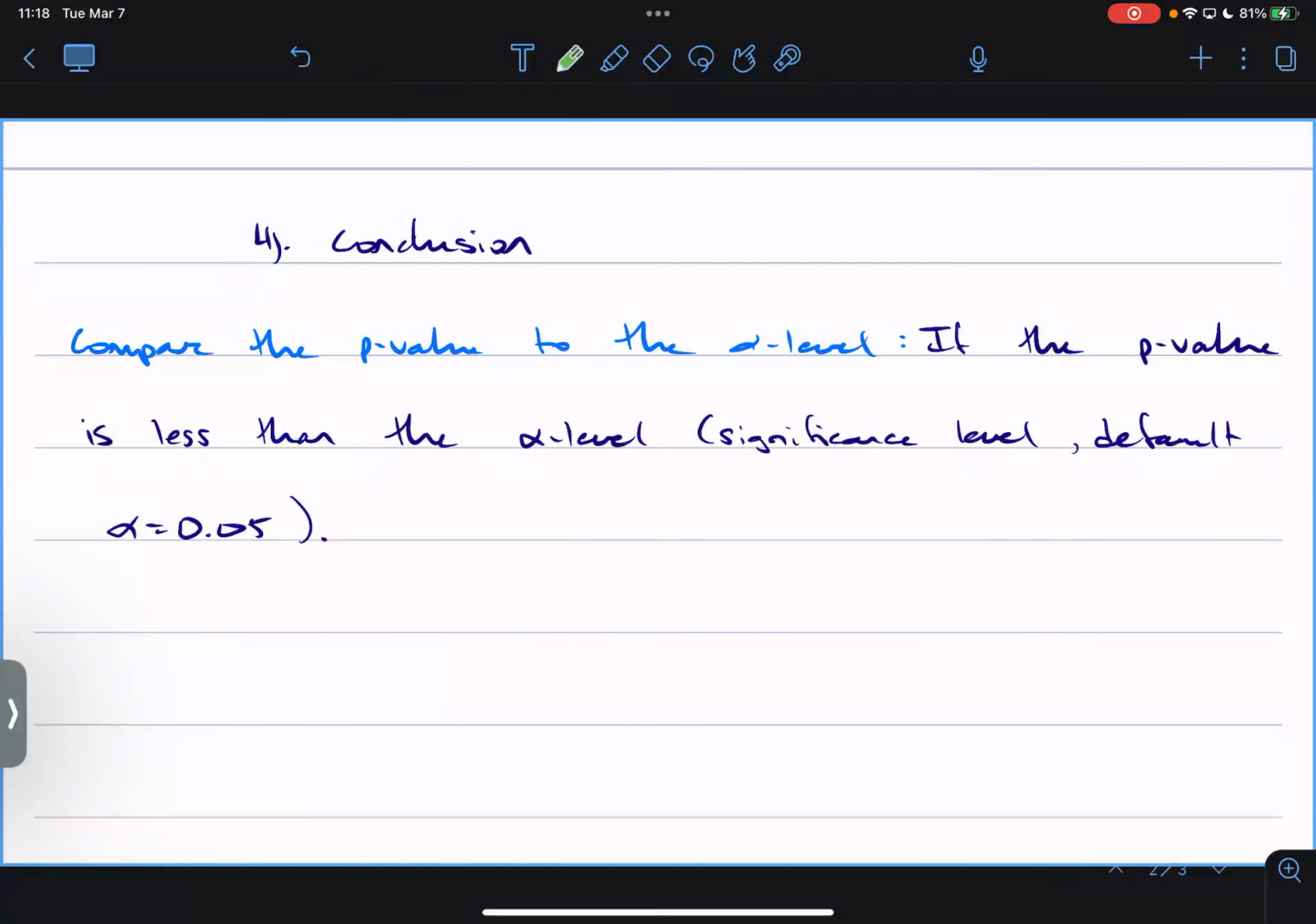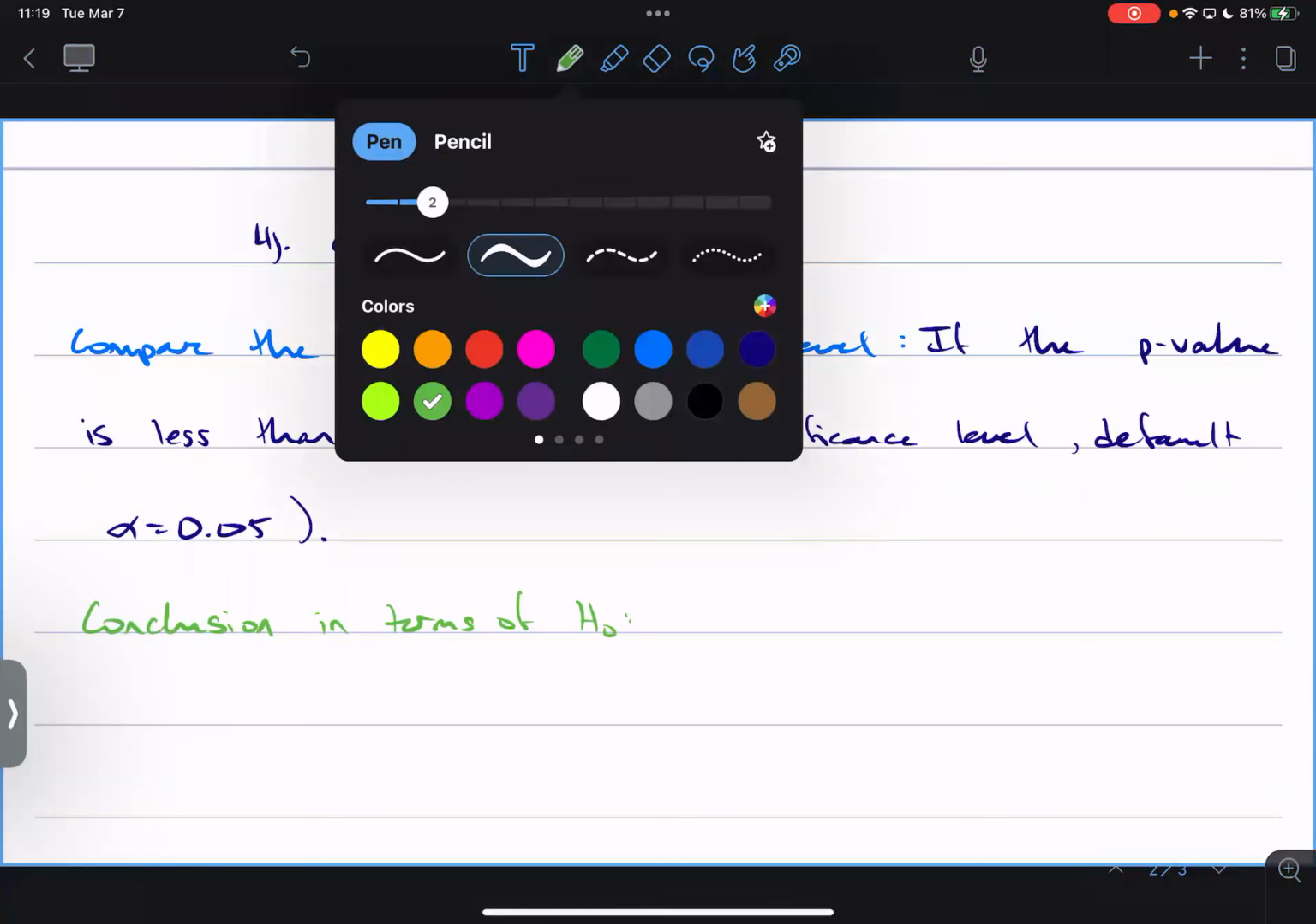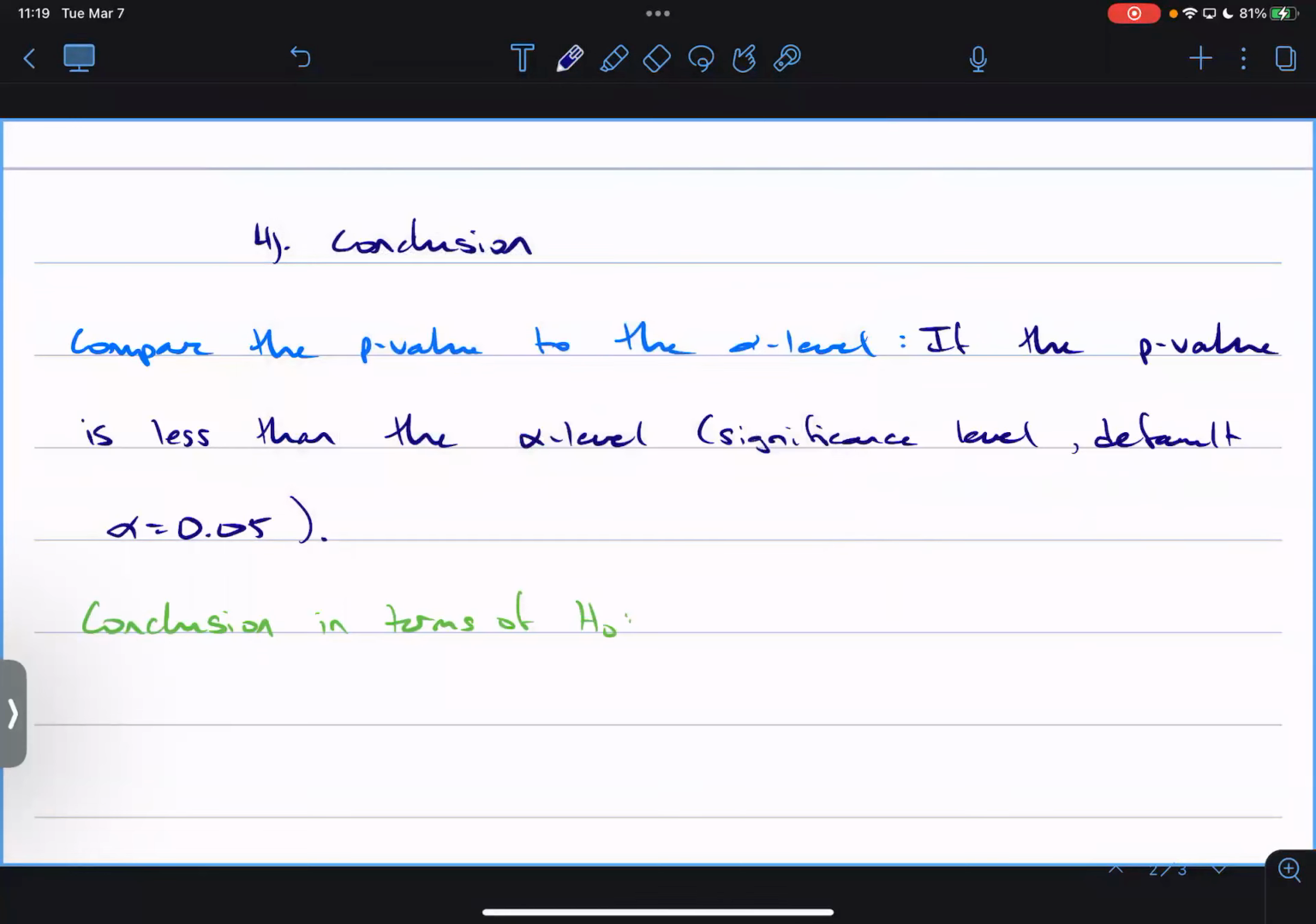So then we need to state the conclusion in terms of the null hypothesis, right? So the conclusion in terms of H naught. And this is where people like to throw their own spin on things, and I don't want you to, right? And so I just want you to say, do you have enough evidence to reject H naught or no?